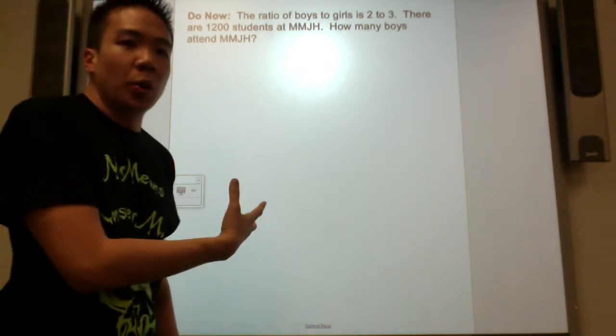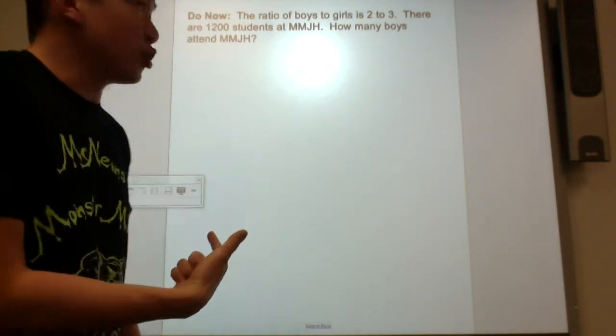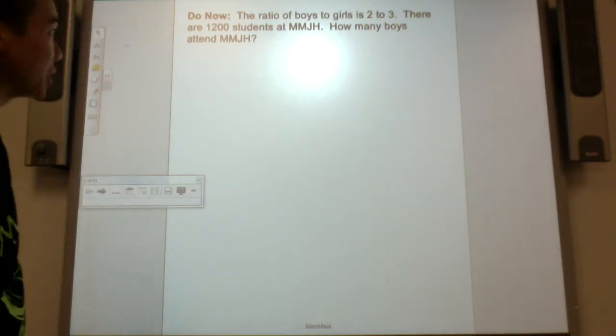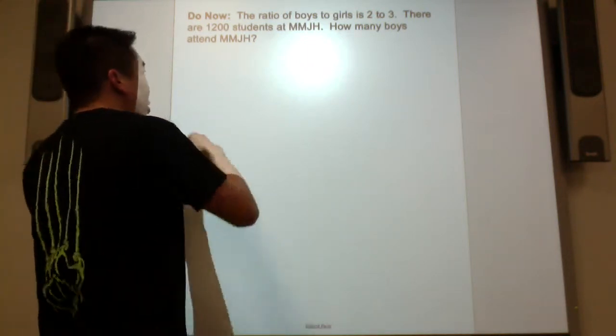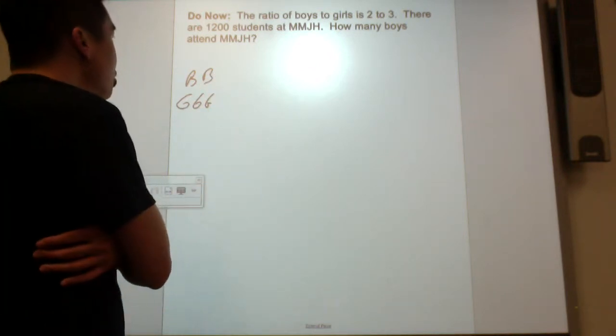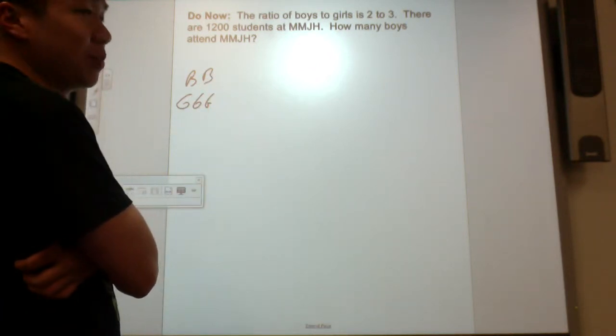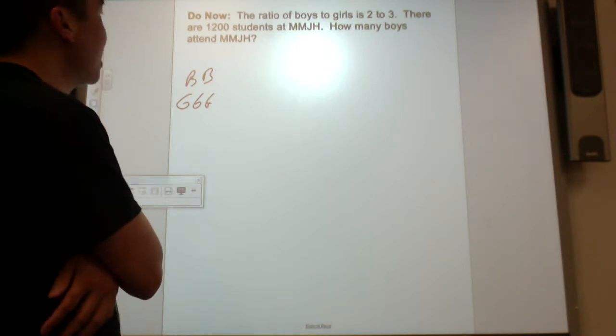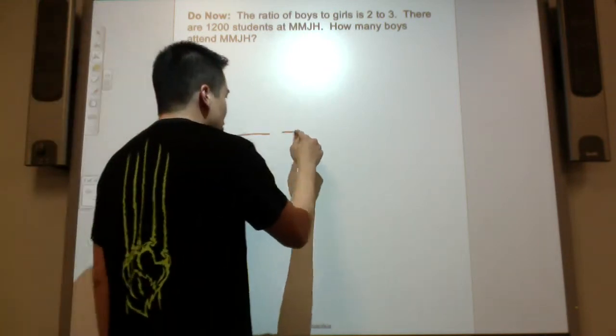So let's review what we learned about how to solve prediction and comparison problems. The ratio of boys to girls is 2 to 3. I'm going to draw a picture to help me out. So 2 boys, 3 girls. There are 1,200 students at McMeans Junior High. So if we're going to keep this ratio, how many boys attend McMeans Junior High?